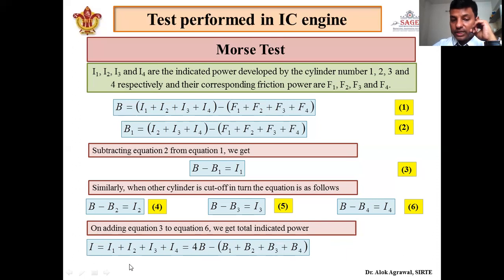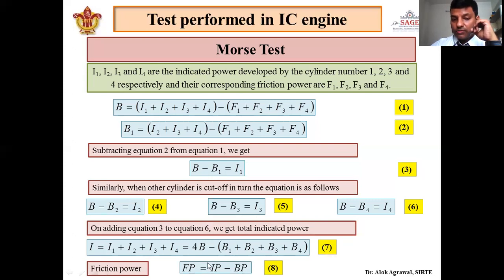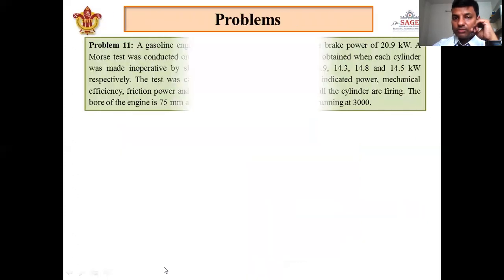And once we get the indicated power of the engine, the friction power can be calculated by I minus B, that is indicated power minus brake power. So in this way, by performing the Morse test, by cutting off each cylinder in turn, we will be able to evaluate the value of indicated power and friction power. Now let us solve one problem related to this.